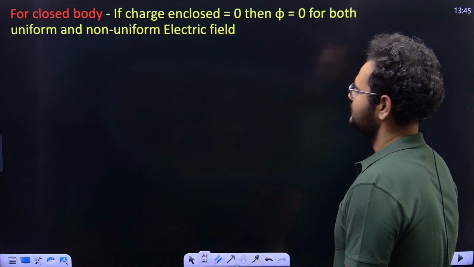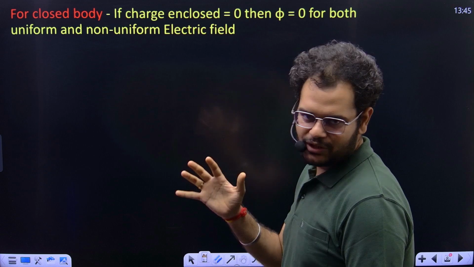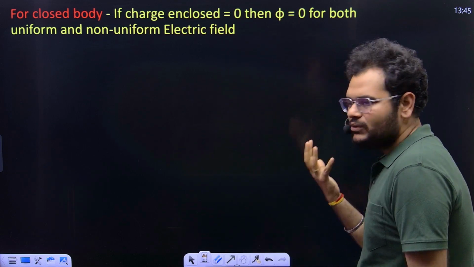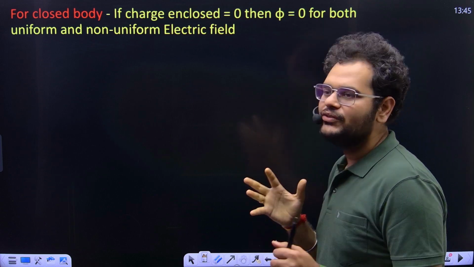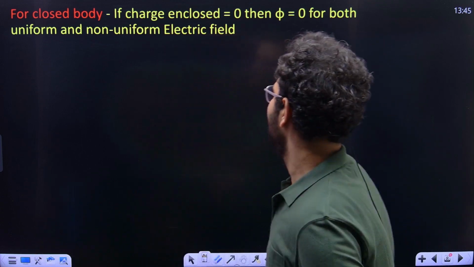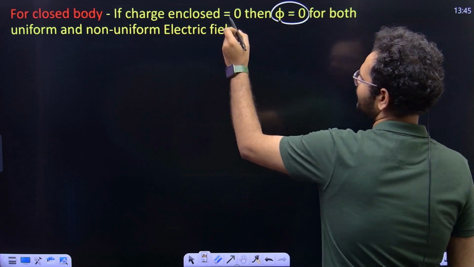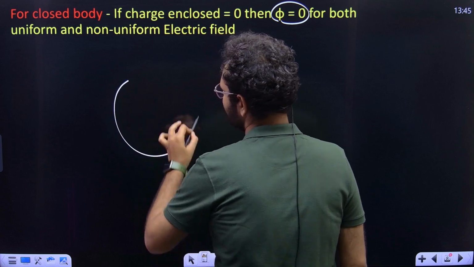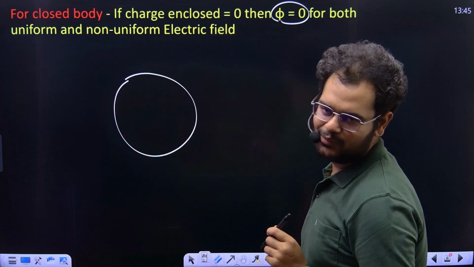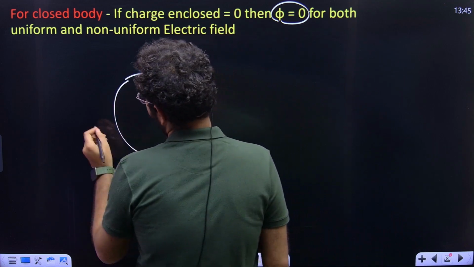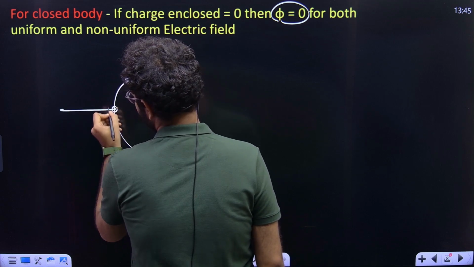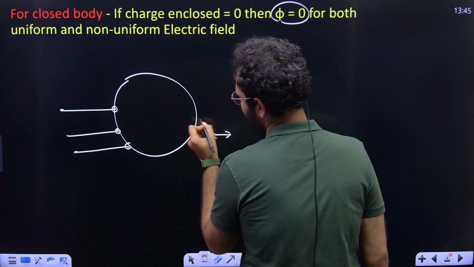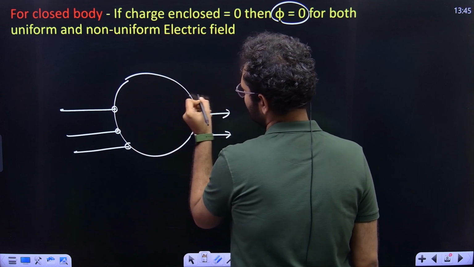What they are saying is that for a closed body, again which closed body am I talking about? 3D body. If the charge enclosed is equal to 0, then flux for both uniform and non-uniform electric field is also 0. What is the meaning of this, sir? We are not getting it. Let me explain. Let us say this is any body, a spherical body, and here are the electric field lines which are passing. These field lines pass through and come outside, and here also coming outside.